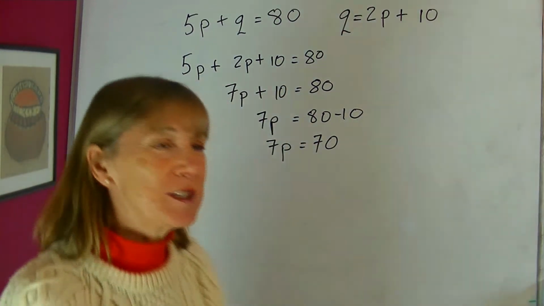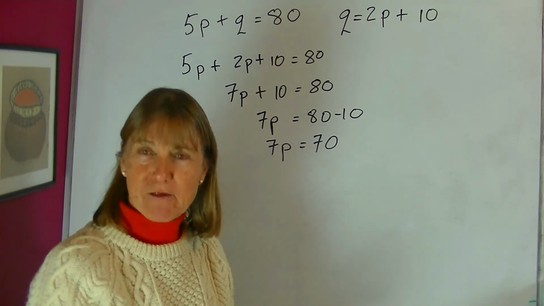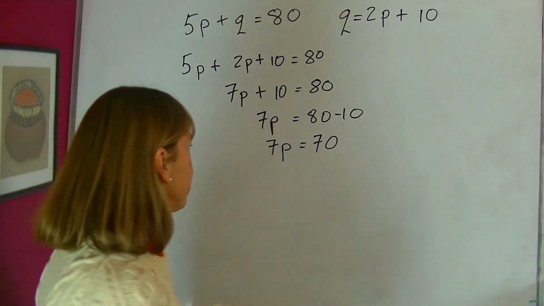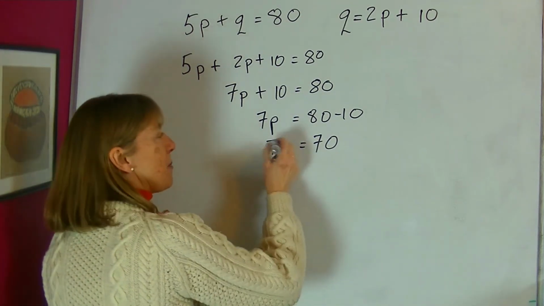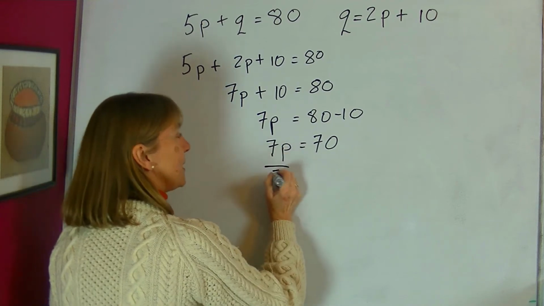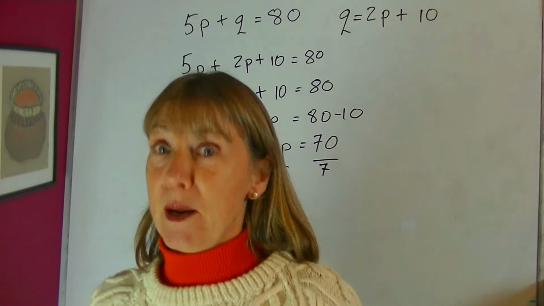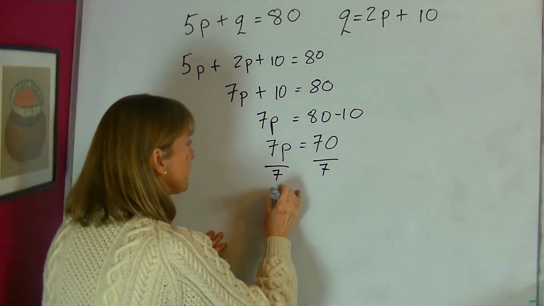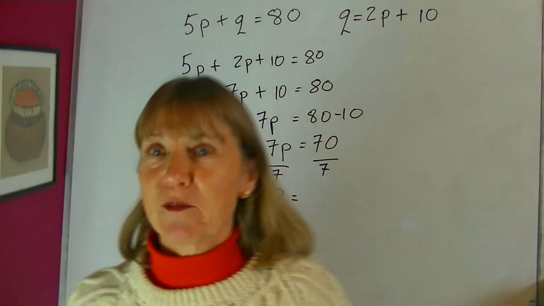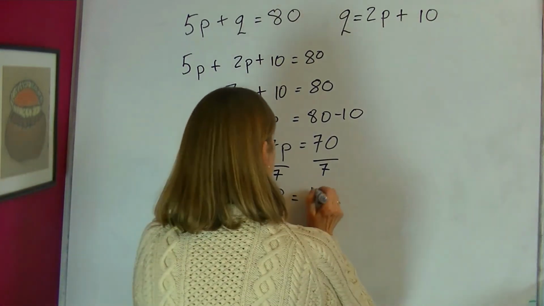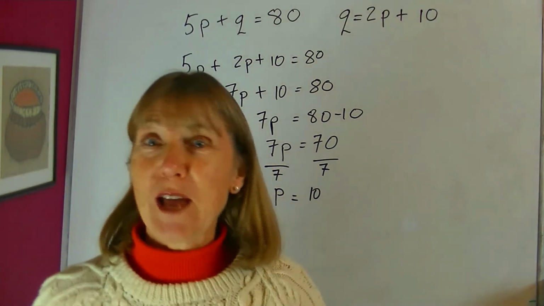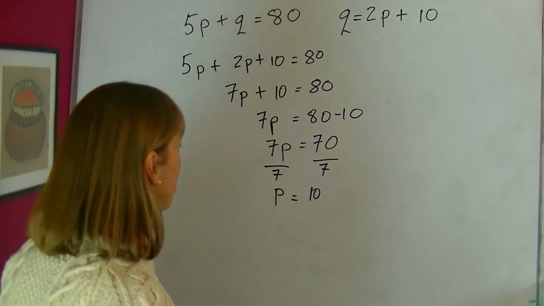And hopefully you can see that we're going to divide both sides by 7 so that we get a single p here. Because whatever that number multiplied by the p is what we divide by. So we've got 7p divided by 7, which is a single p, and we've got 70 divided by 7, which is 10. So we know one of our unknowns, so now we're going to just substitute in and find q.